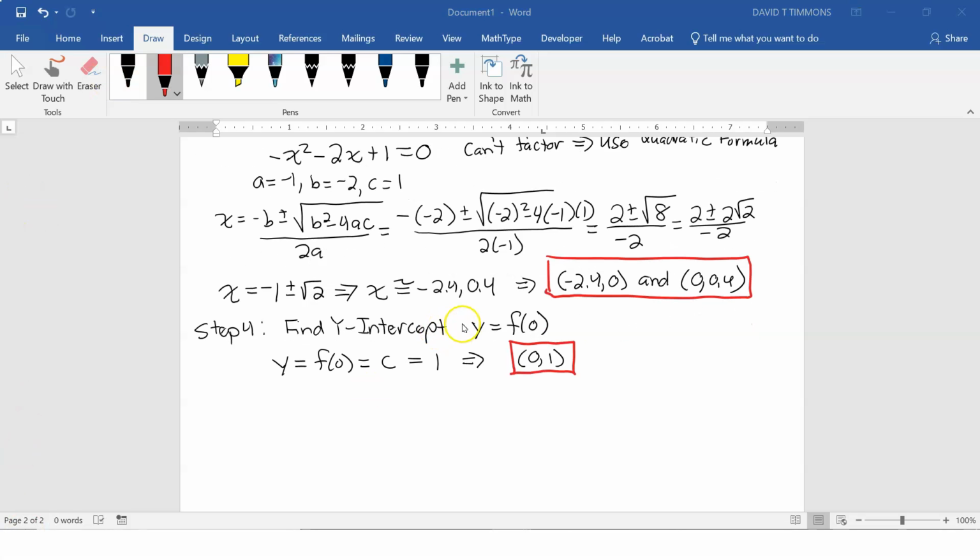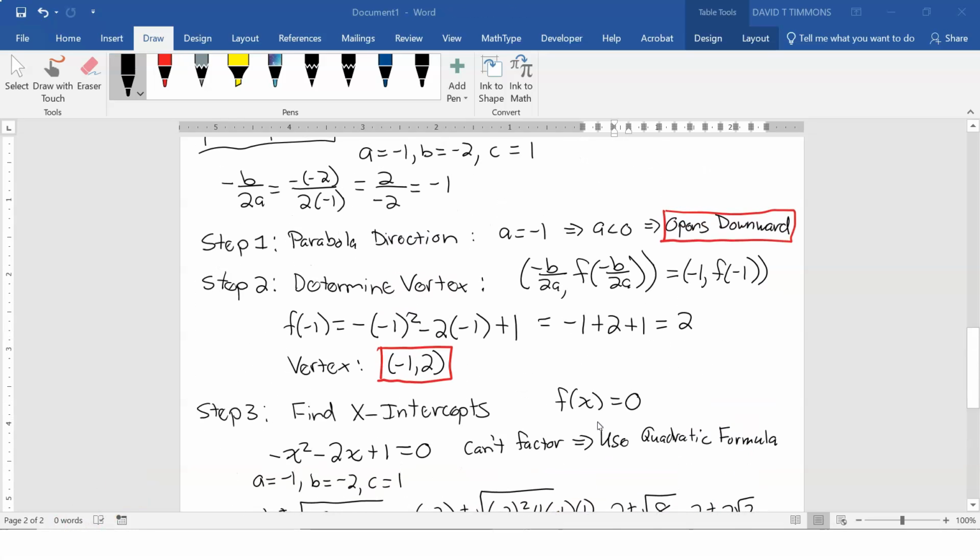In step 4, we find the y-intercept by substituting x equals 0 into the function. With the general form equation, that's a little simpler. In this case, f(0) will really be this constant c that you'll see in your general form. So in this case, that value would be 1. These two terms just go away when x is 0. Again, in coordinate point form, that'll be (0, 1).